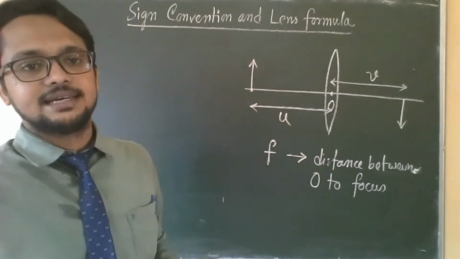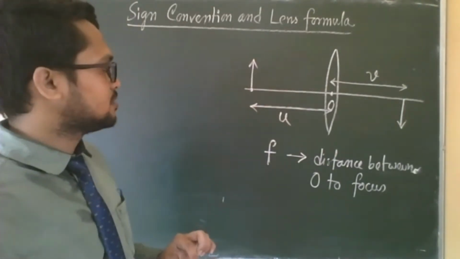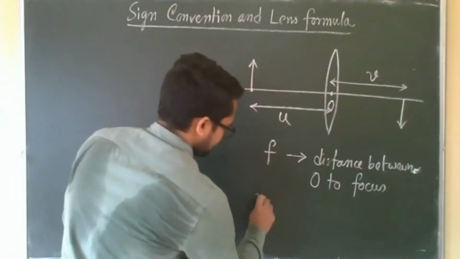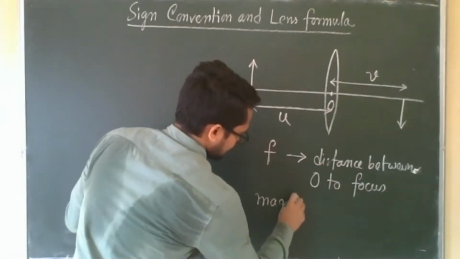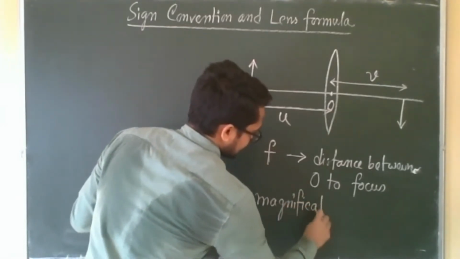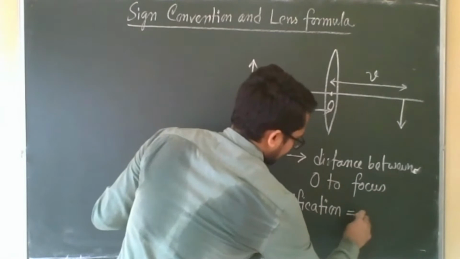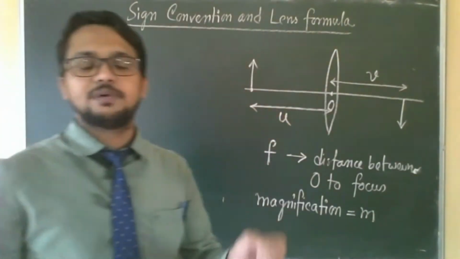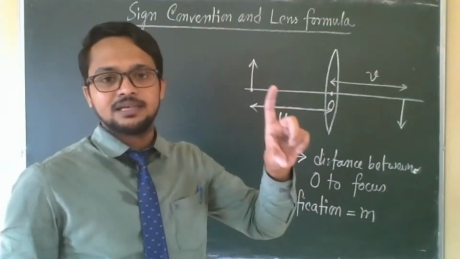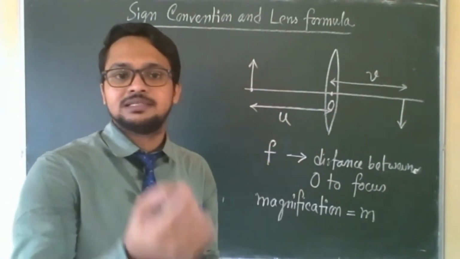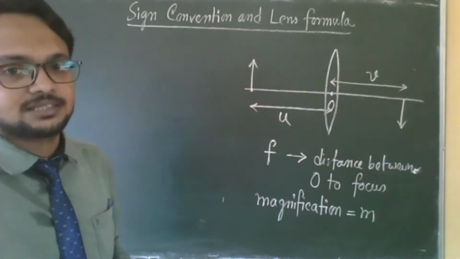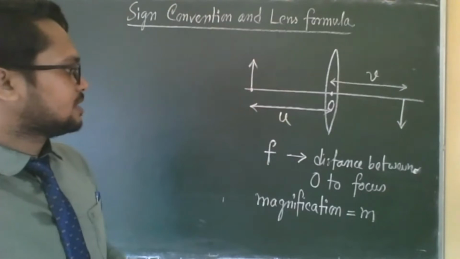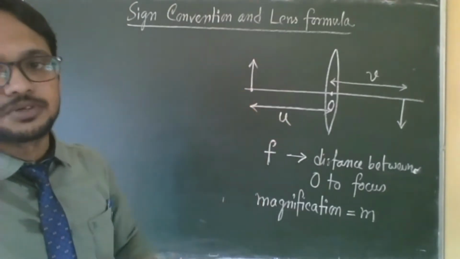And the fourth quantity is new to all of you; we'll discuss that one in this class. That is M, magnification. Magnification tells us about the size or height of the image with respect to the object. If the height of the image is more, then it is magnified. If the height of the image is less, then it is diminished. So these are the four quantities, and we have to see all the sign conventions for these four quantities.